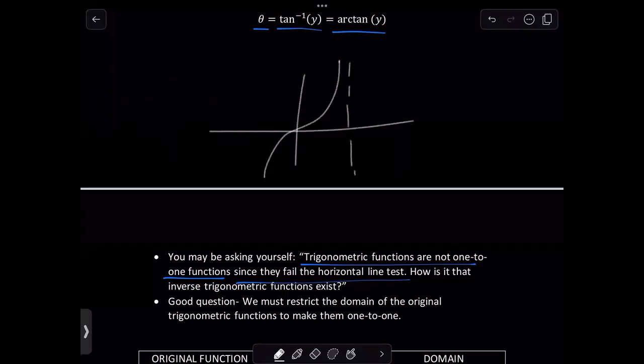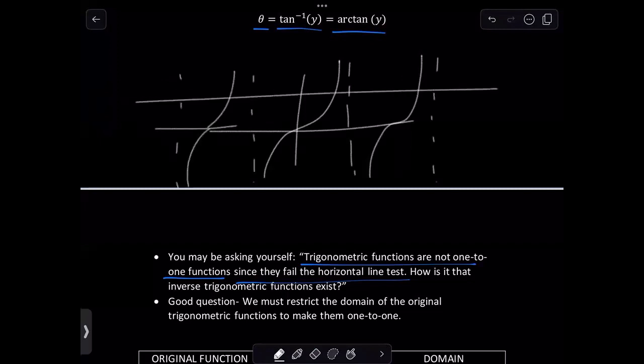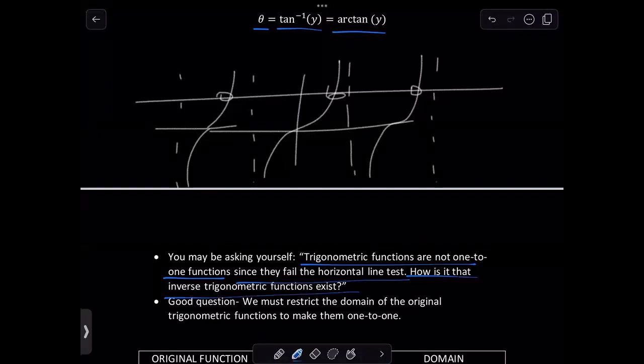And then there's an asymptote here, and then it looks like that, and there's an asymptote here. Okay, so that's tangent. Clearly, it is not one-to-one. It fails the horizontal line test. So how does it have a valid inverse? Okay, how is it that inverse trigonometric functions exist?